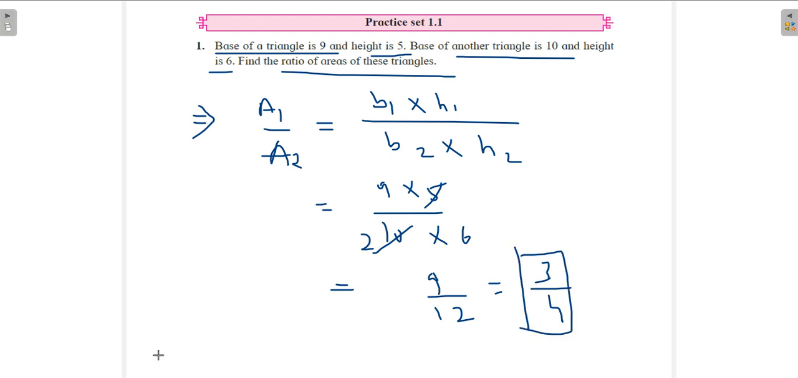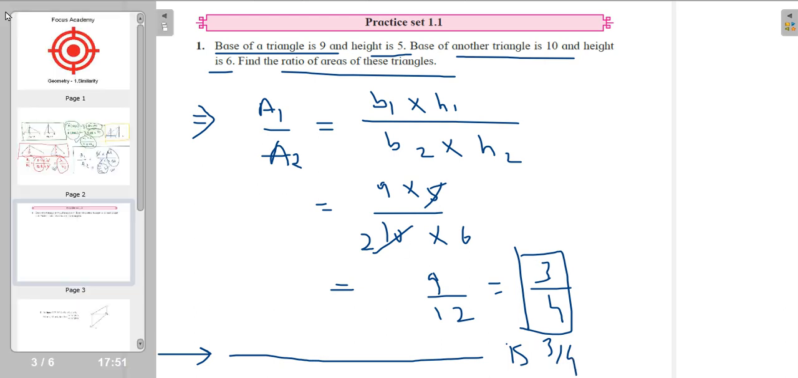You can write in a full sentence. What is that? Ratio of areas of triangles is 3 by 4. You should always have the habit of writing in a full sentence. Okay, so this was problem 1.